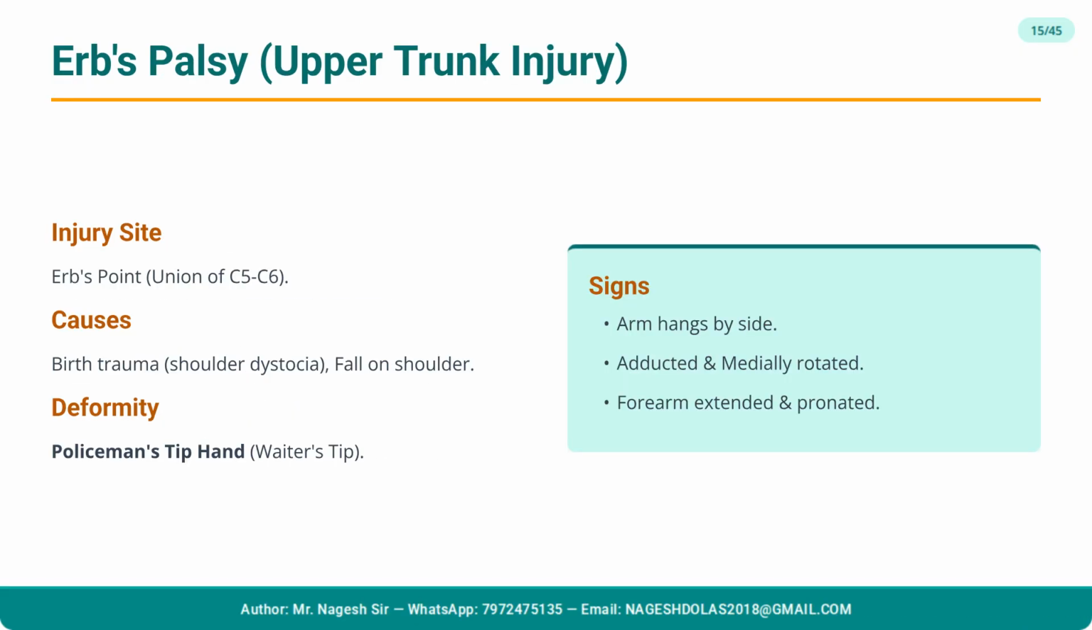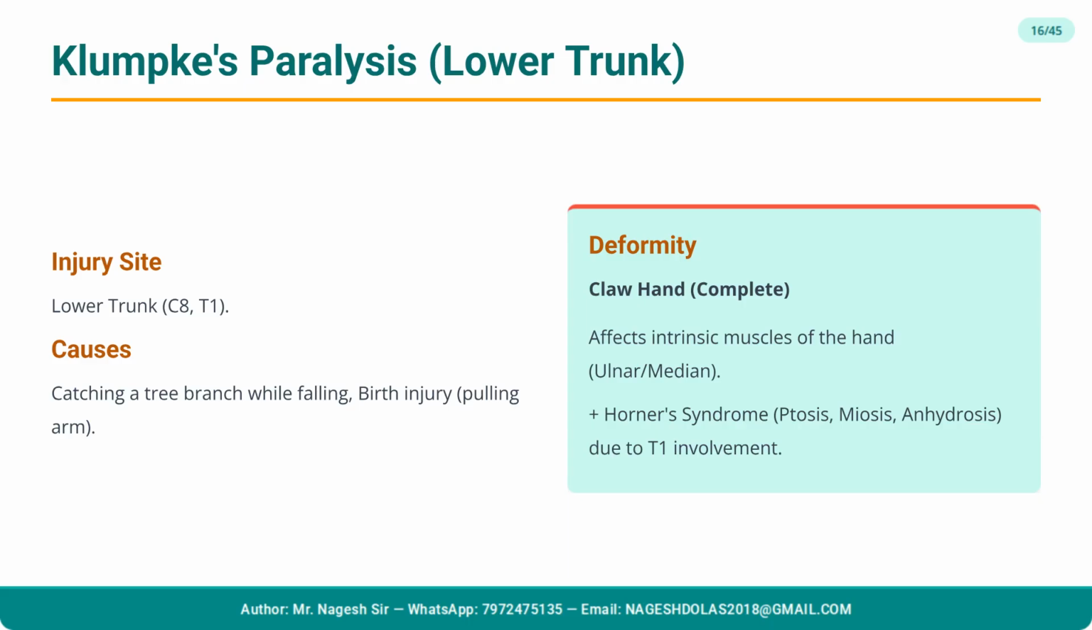Erb's palsy is an upper trunk injury, often caused by birth trauma. The characteristic deformity is the policeman's tip hand, where the arm is adducted, medially rotated, and the forearm is extended and pronated. Klumpke's paralysis is a lower trunk injury, affecting C8 and T1. It results in a complete claw hand deformity. Due to T1 involvement, it can also present with Horner's syndrome.